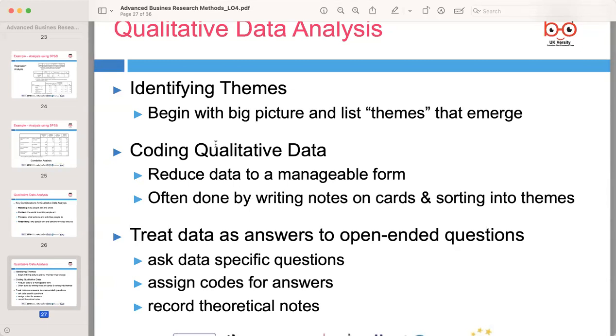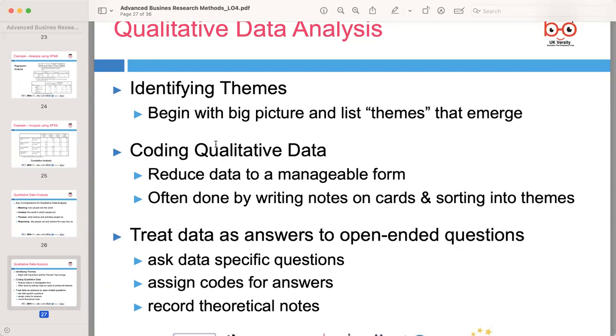Identifying themes. When analyzing qualitative data, we start by looking at the big picture. We examine the data carefully and identify recurring patterns, topics, or ideas known as themes. So these themes emerge from the data itself and help us understand the underlying messages and meanings.